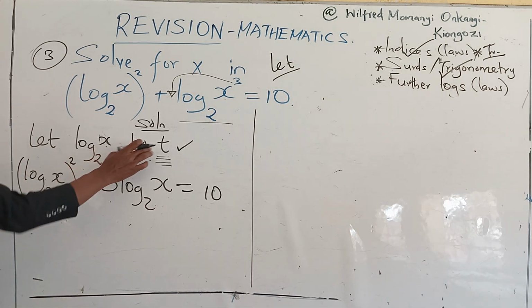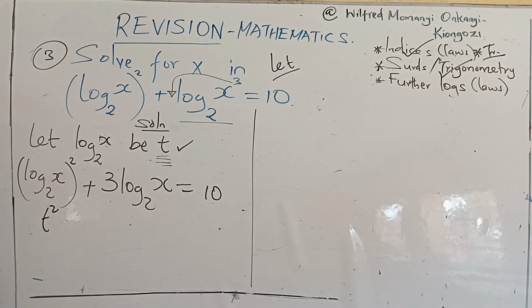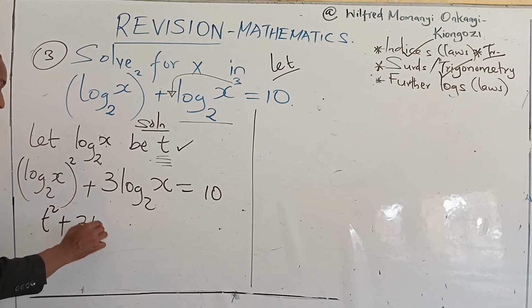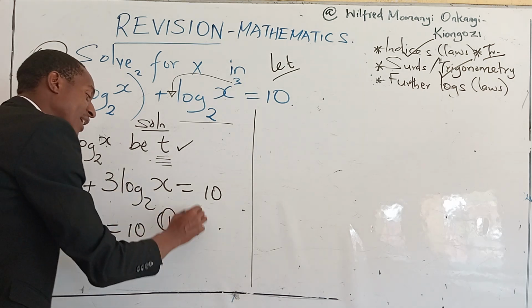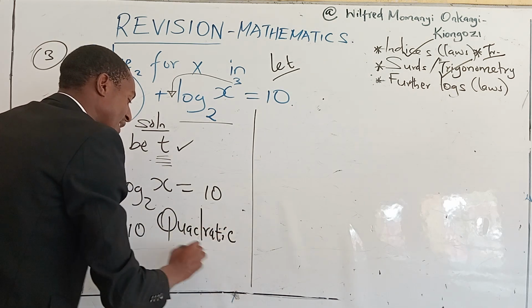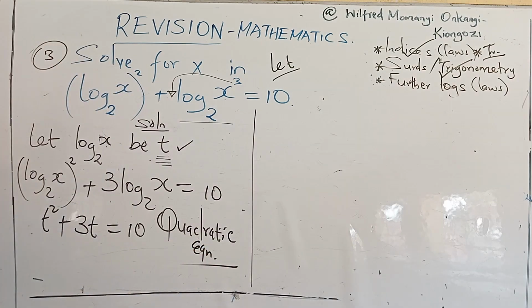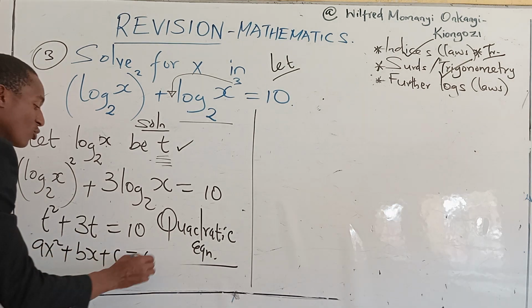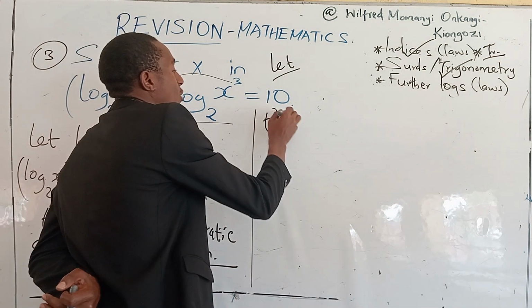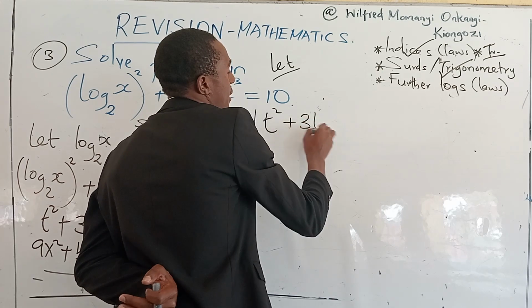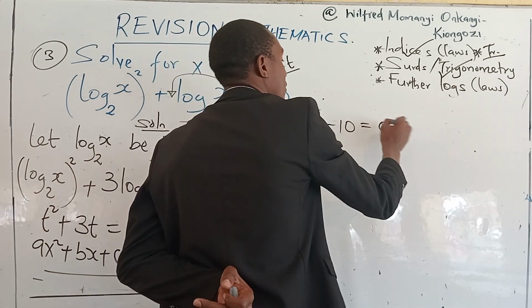So if this is t, then this is going to be t squared plus 3t is equals to 10. Already we have landed in what we call a quadratic equation. When you are at a quadratic equation, you arrange it in the form of ax squared plus bx plus c is equals to 0. So 10 goes to the left hand side. t squared plus 3t minus 10 is equals to 0.